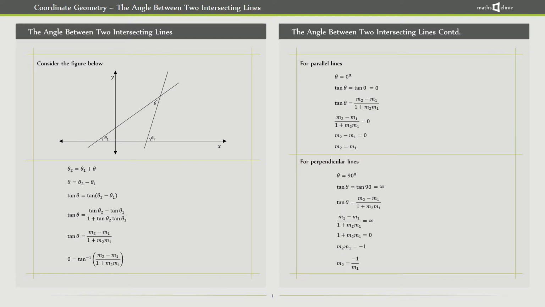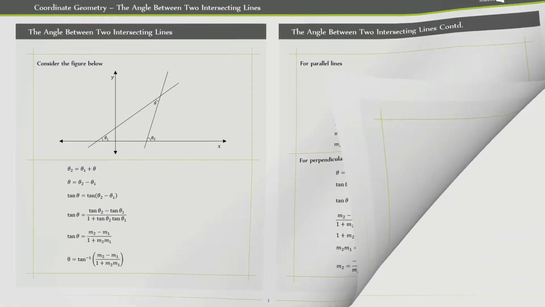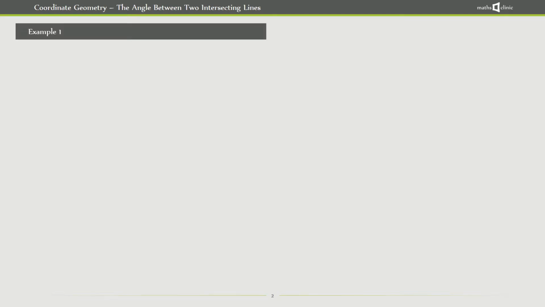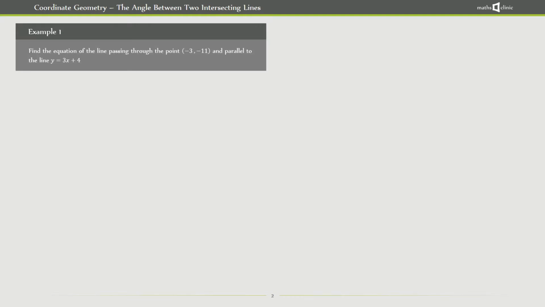So let's go ahead and solve some examples. We start off with example 1. Example 1 says: find the equation of the line passing through the point (-3, -11) and parallel to the line y equals 3x plus 4. So we have a line that passes through the point (-3, -11), and it's also parallel to another line with equation y equals 3x plus 4. Let's go ahead and solve this.